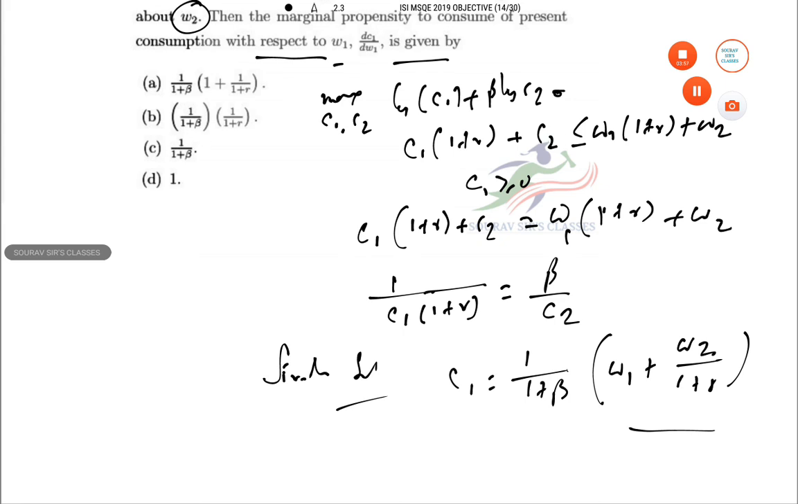Now if you go for the marginal propensity to consume, this will be very easy. In dC1 by dW1, this whole part will be gone, so this is 1 by 1 plus beta. So option number C is correct.